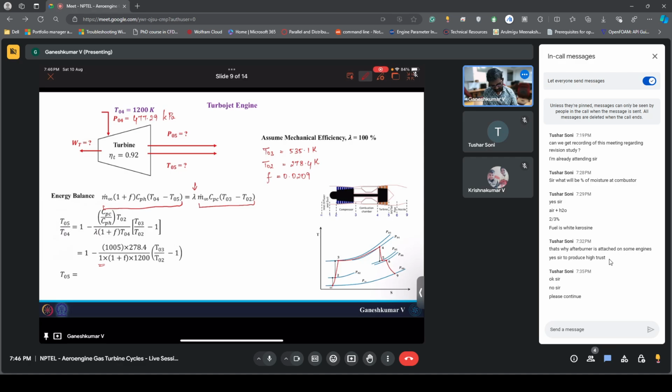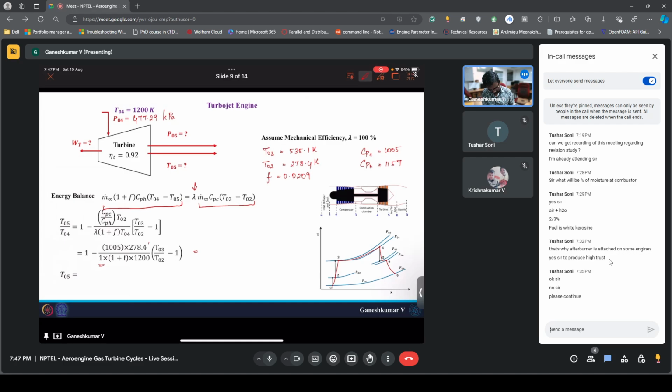So how much is T05 you are getting? Let's just find out T05 by T04. T03 is 535.1 divided by 278.4 minus 1. This is 0.922 into 1005. Actually, I think I missed. This is CPC. CPC is 1005 and CPH is 1157. So I think I missed here.